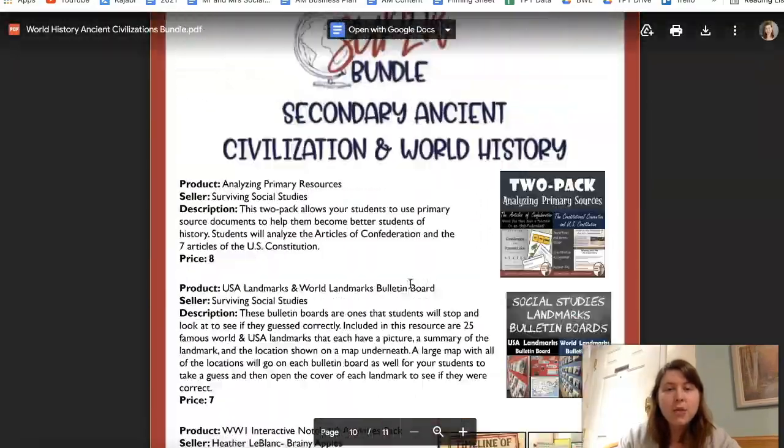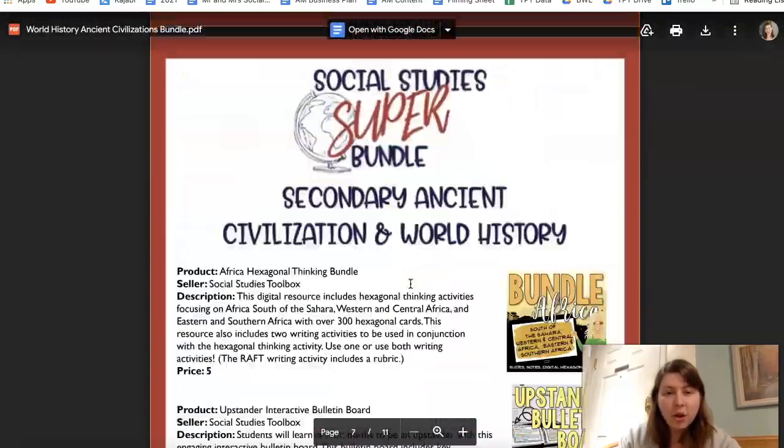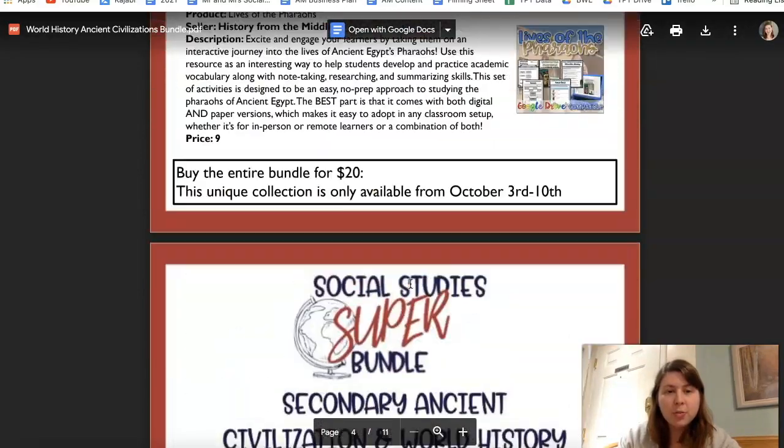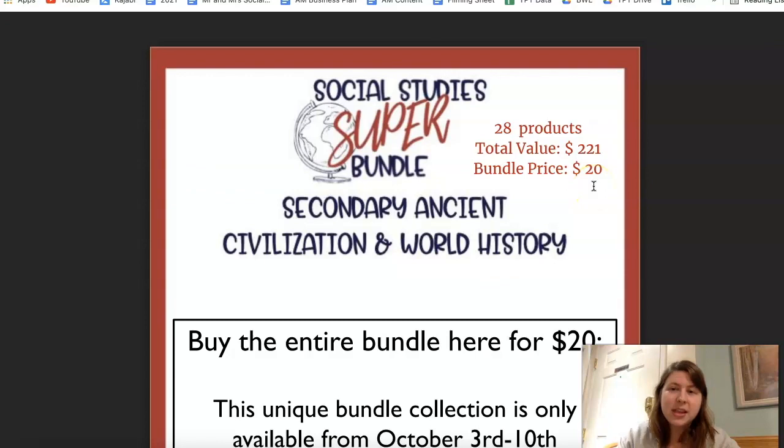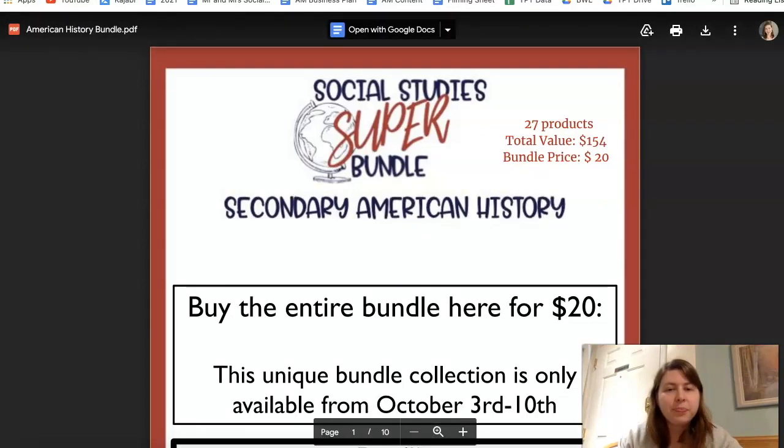And again, if you were to buy all of this stuff on your own, it would be much more expensive, 10 times the cost. And this can give you a great selection of resources that you can try out at any point of the year, and things you can add into your teaching at any point, no matter where you're at already. So that is the Ancient Civilization one. There's also one for American history.